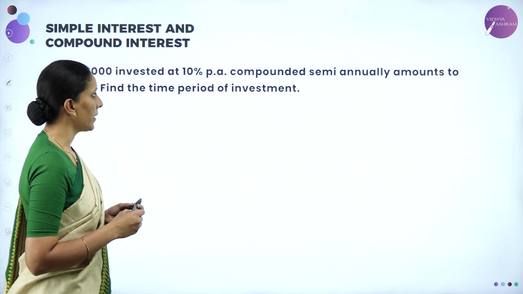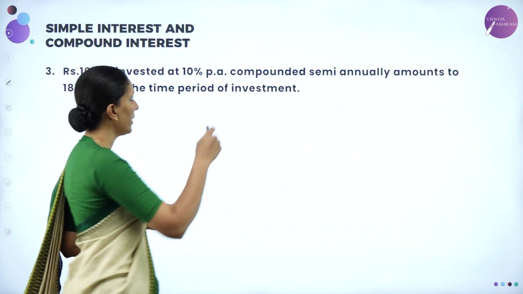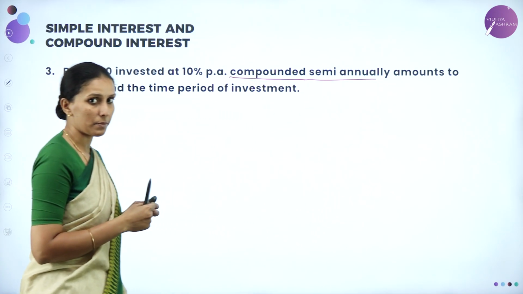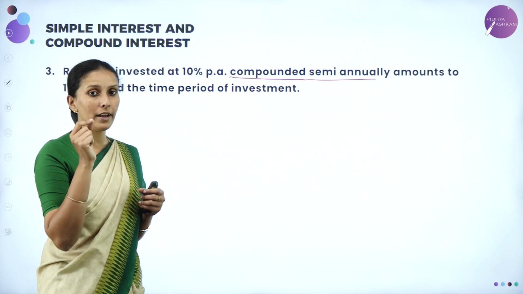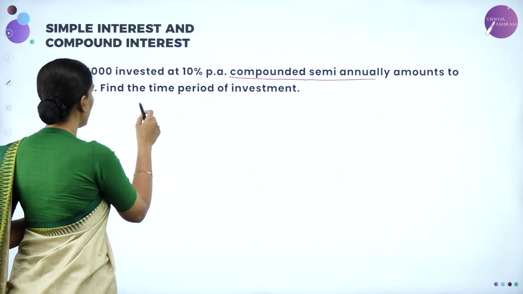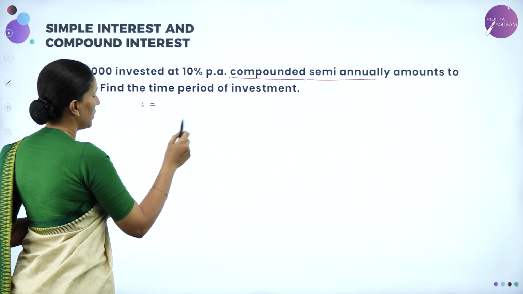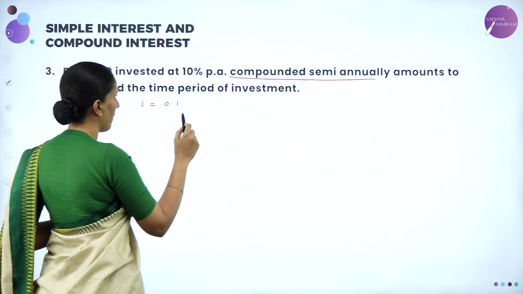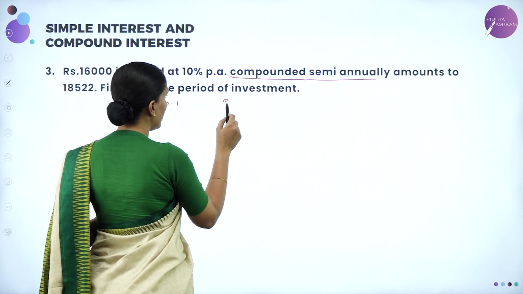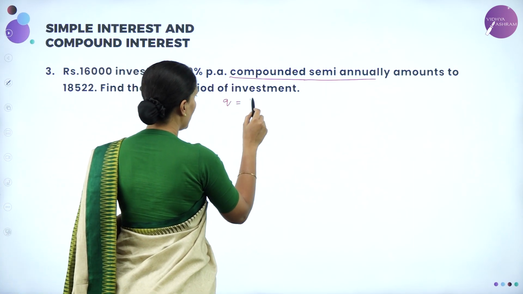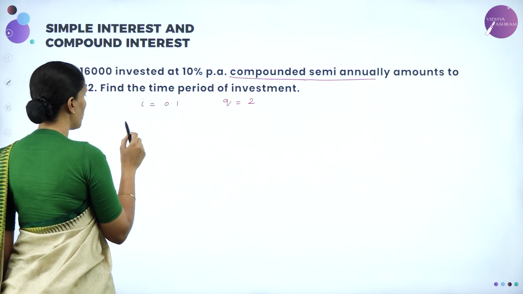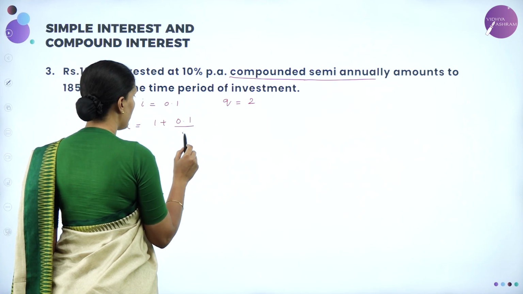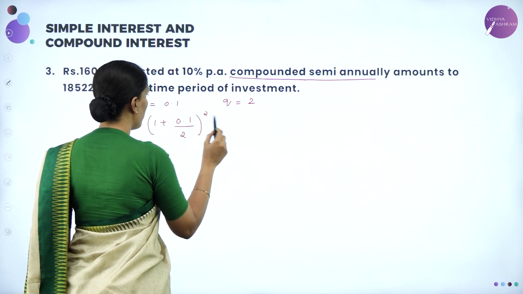Next question. Rupees 16,000 invested at 10% per annum, compounded semi-annually, amounts to 18,522. Find the time period of investment. So before that, here it is not compounded annually, it is semi-annually. That means once in 6 months. So therefore, here we need to calculate the effective rate first. So for that, I is given, which is 10%, which is 0.1. And the compounding period is semi-annually, so twice, Q is equal to 2. R is equal to 1 plus 0.1 divided by 2, whole to the power 2, minus 1.